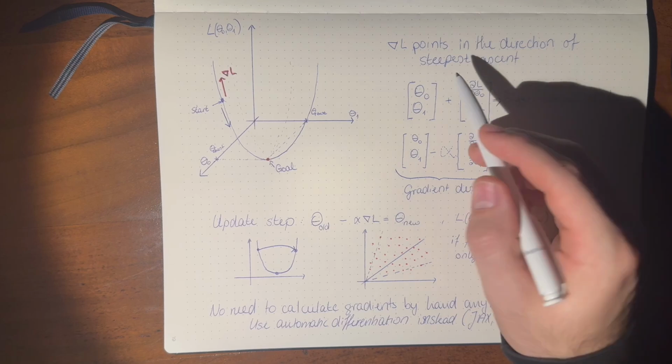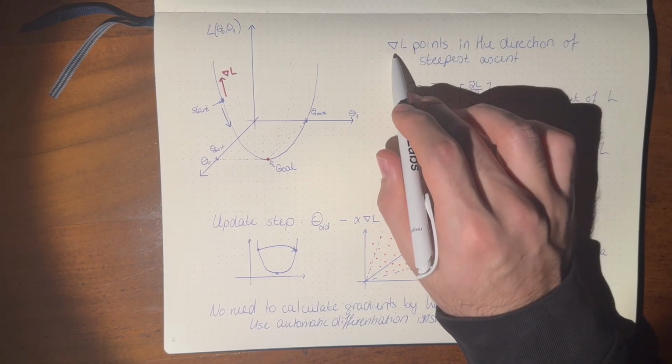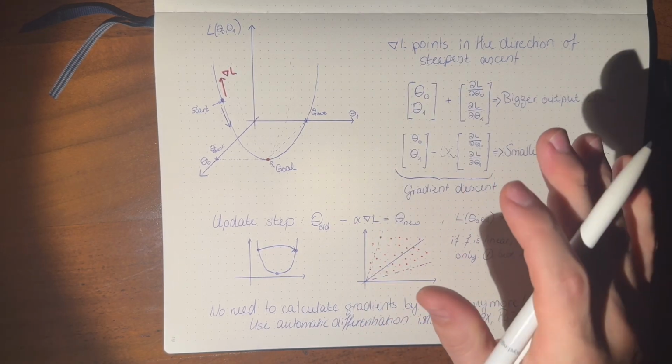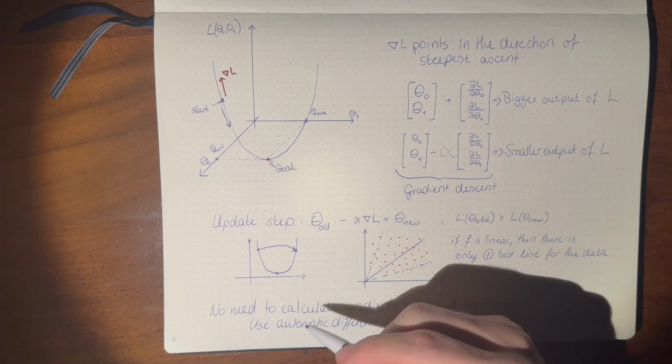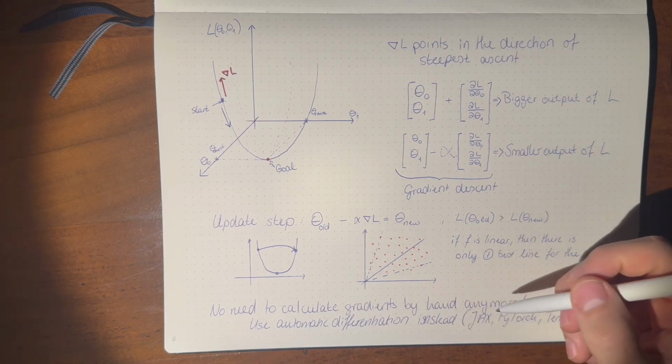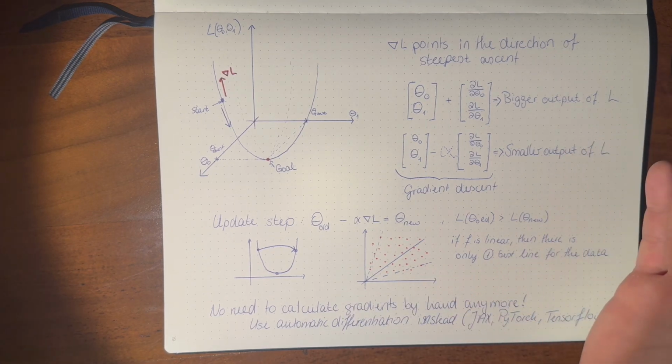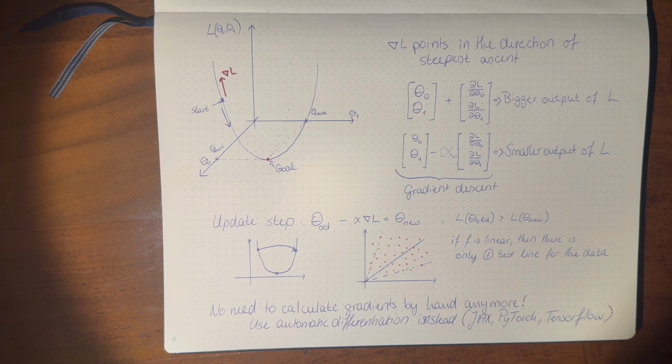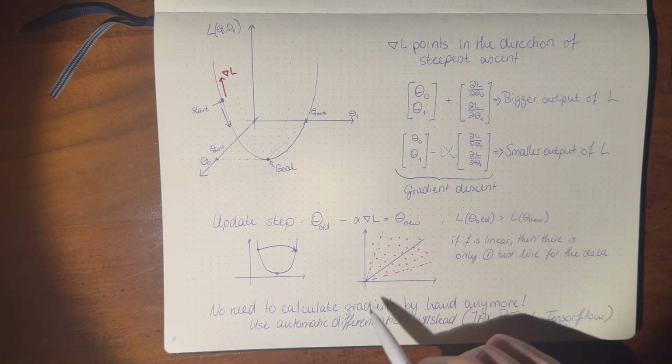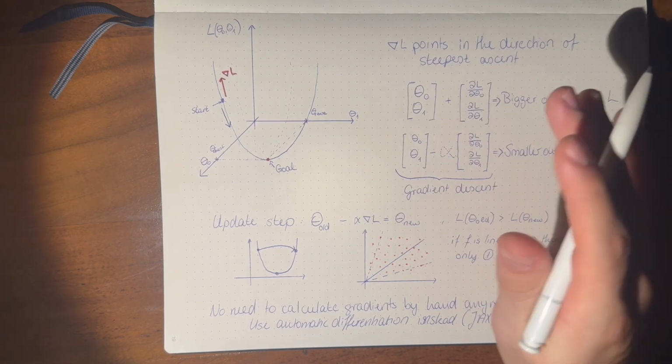And all we have to do now is to calculate the gradient of the loss function. But luckily, we don't have to do that by hand anymore. We can just use automatic differentiation in one of those big machine learning libraries such as JAX, PyTorch, or TensorFlow, and they can compute the gradient of a function automatically.